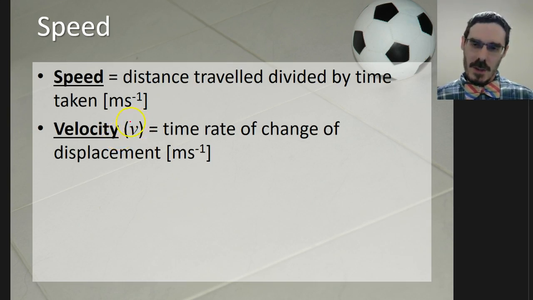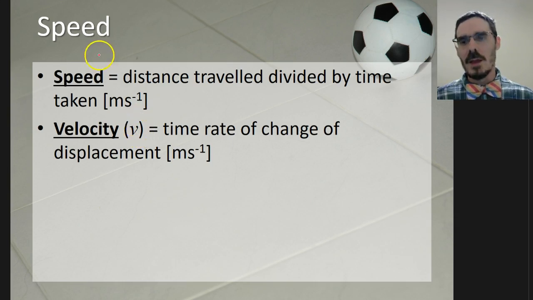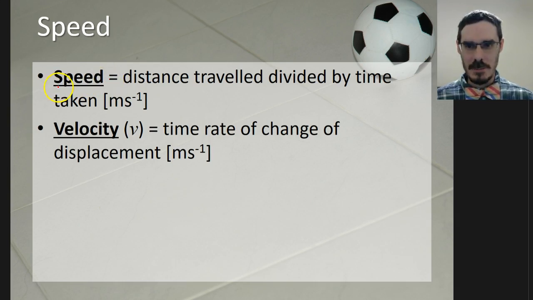Now, velocity is a v, or sometimes later on we'll use a u as well for initial velocity and a v for final velocity. There is unfortunately no commonly accepted letter for speed. It's just the way it is. We can't use s because s is displacement. So, speed is distance divided by time, and velocity is change of displacement divided by time.